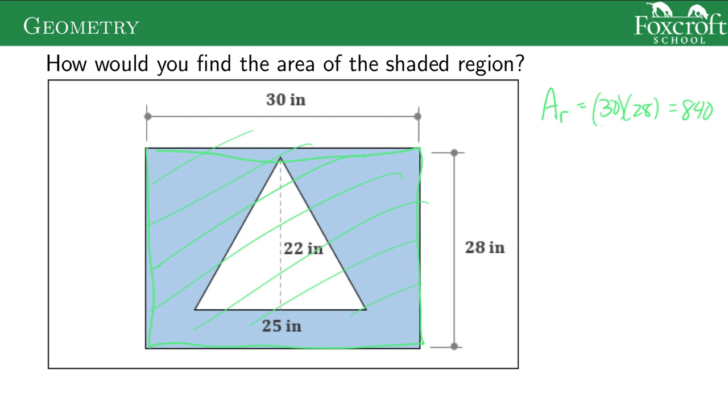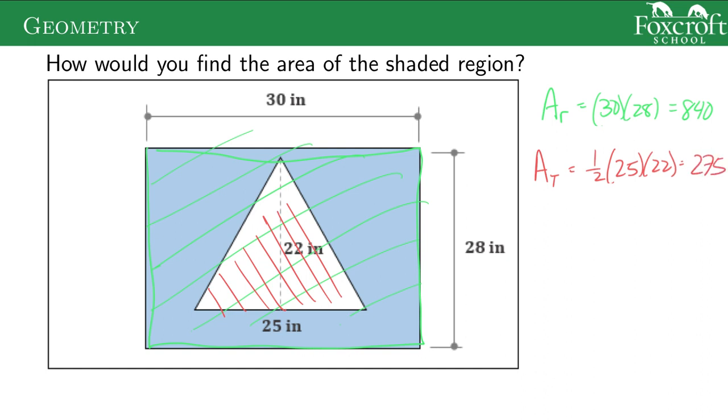So how do I get rid of what I don't want? Well, I can find the area of just the triangle. And the area of just the triangle is 1/2 base times height. So 1/2 times 25 times 22. And that's going to be 275. And then what do I do? If I take the green and I get rid of the red, then I'm just left with exactly what I want. So now I take the full rectangle, I subtract that triangle I don't want, and I get 565.